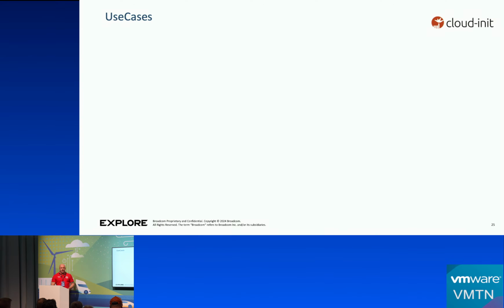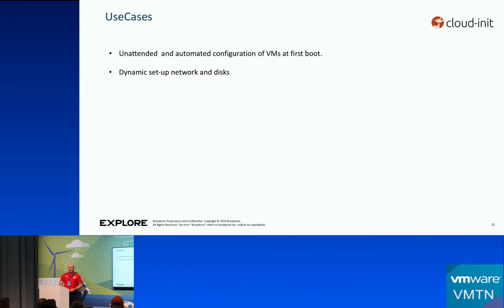So to sum up some of the use cases of Cloud-Init: unattended and automated configuration of virtual machines at boot. We can use Cloud-Init to define the initial configuration. This ensures that newly launched instances are always ready for production and compliant. Dynamic setup of networks and disks enables us to automate rollout and apply instance-specific network and disk configuration to our new virtual machine. We can inject SSH keys at boot for passwordless authentication, further enhancing security.